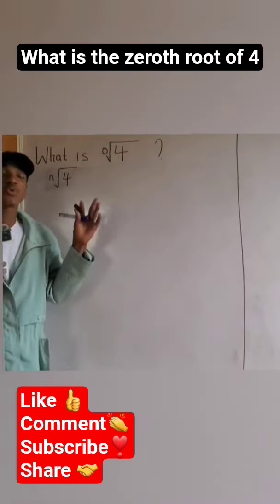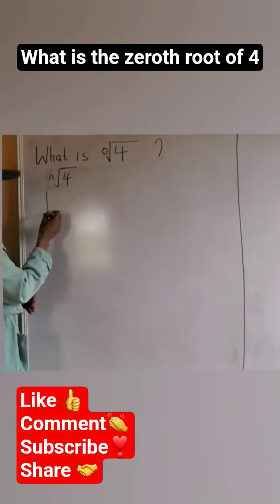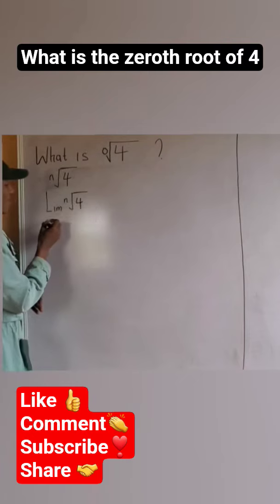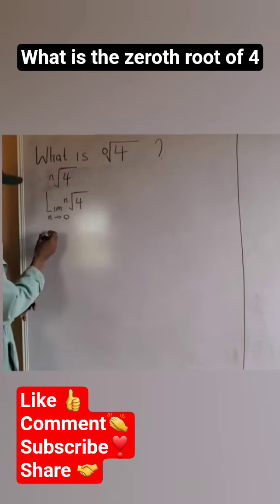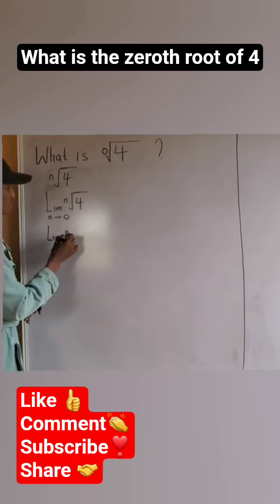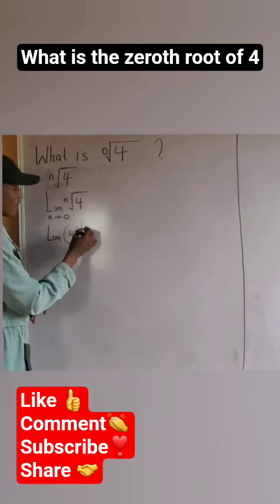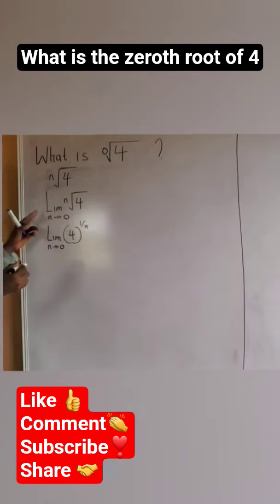Now, let us take the limit of this function from the right-hand side. So, I'm going to have the limit of the nth root of 4 as n approaches 0. Are you getting it? So I'm going to have this limit, 4 to the power of 1 over n as n approaches 0. Are you getting it? Now, we are taking the limit from the right-hand side because now we are having positive values as n approaches 0.